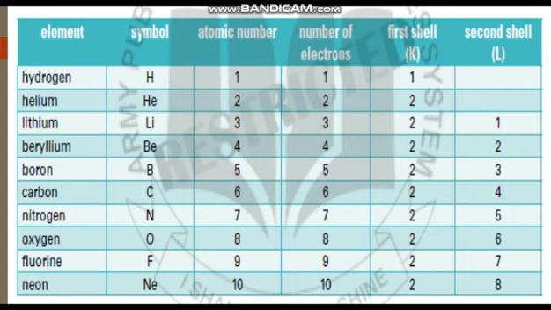You can see hydrogen. Hydrogen symbol is H, atomic number is 1, so this means number of electrons is 1, as atomic number is also indicating the number of electrons.